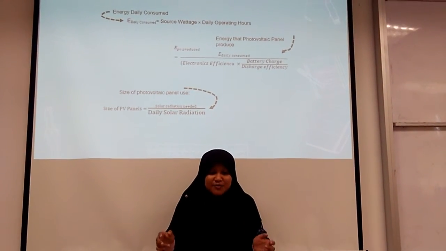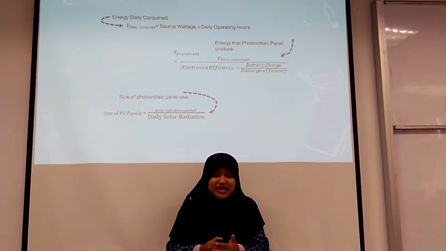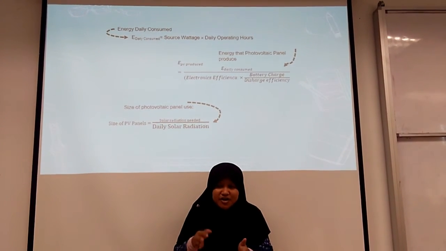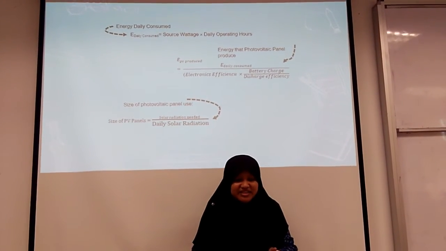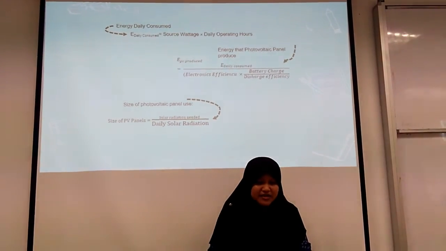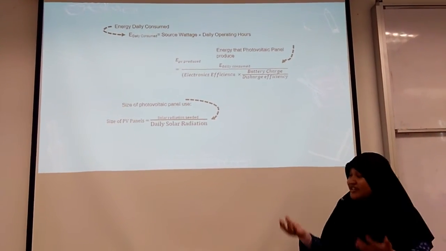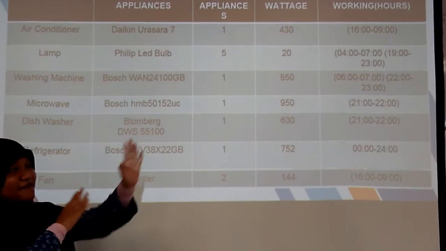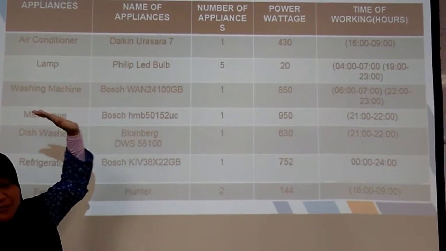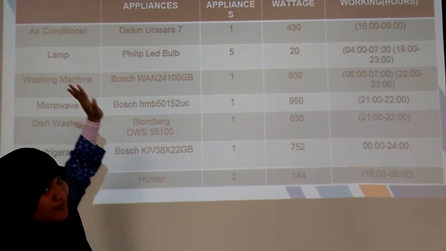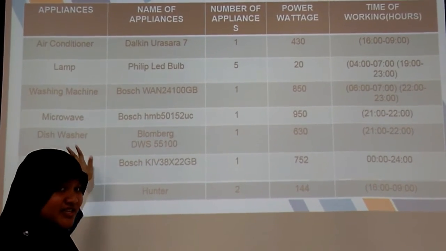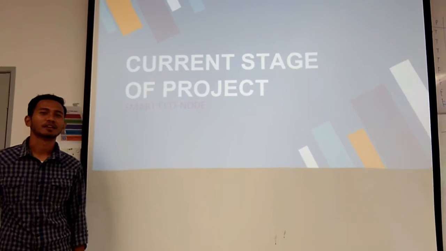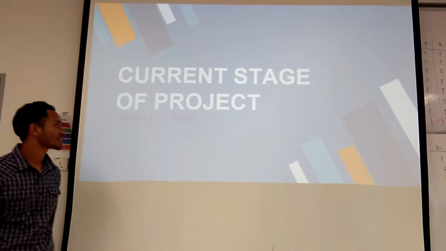Next, size of the photovoltaic panel used. We need to include this because we need to know how many solar panels can be used for the house. The calculation is size of the radiation needed over daily solar radiation. Next, the schedule for our appliances, which is the time of working for the appliances that we put in our house. We put an air conditioner, lamp, washing machine, dishwasher, refrigerator and fan. Okay, let's proceed to the next slide, which is the current stage of the project.